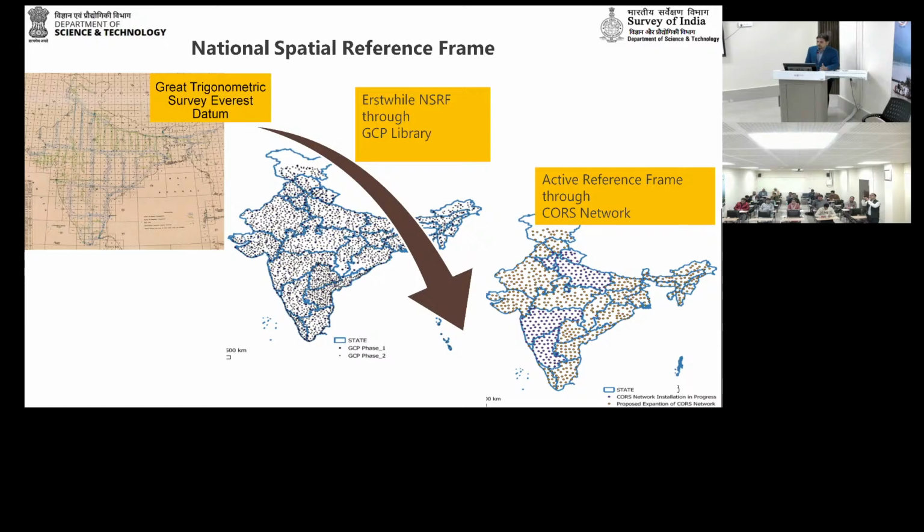Then we switched over to the NSRF, the National Spatial Reference Frame, with the help of the GCP library. In this we set up passive reference stations at a spacing of approximately 30-40 kilometers. Currently we are using a CORS network, that is an active reference frame. You can see the map. First, there is how we set up the GTS stations and do the GTS survey. Next, in the middle, you can see the GCP library network, and then we switched over to the CORS network.